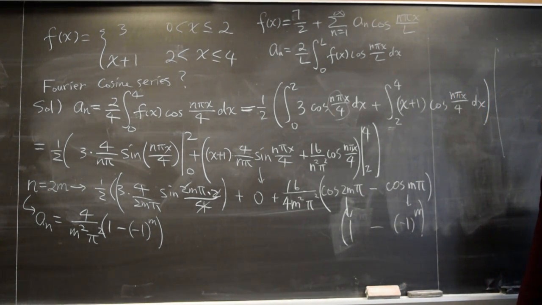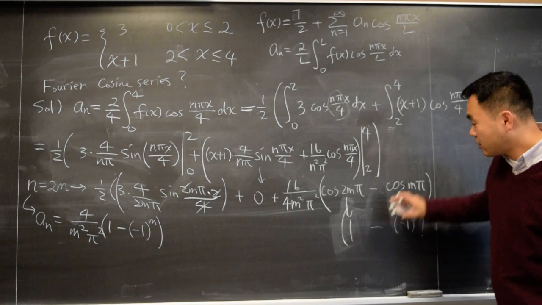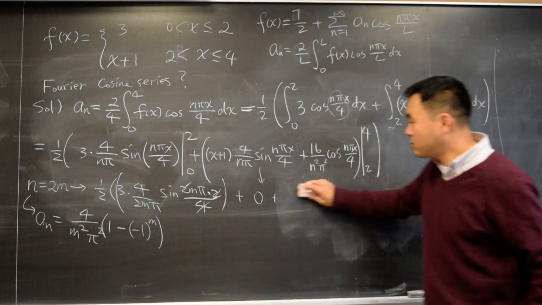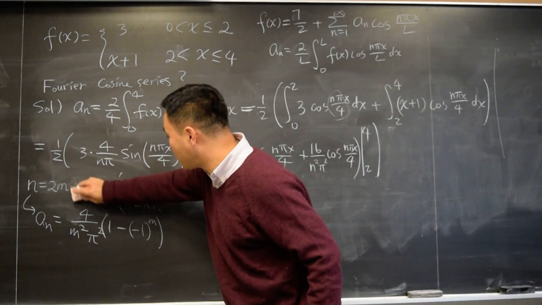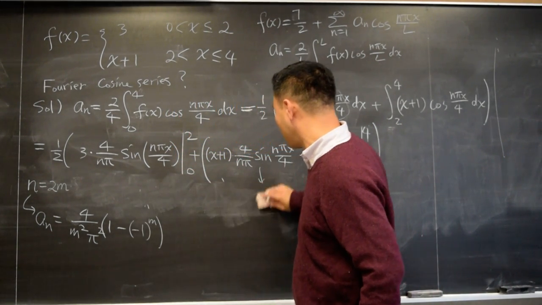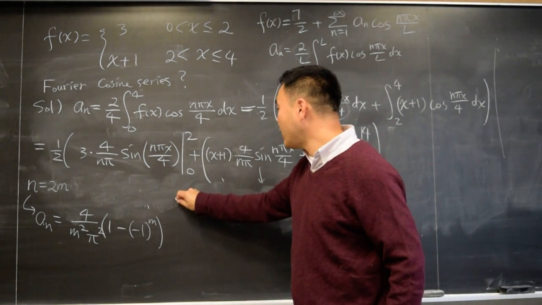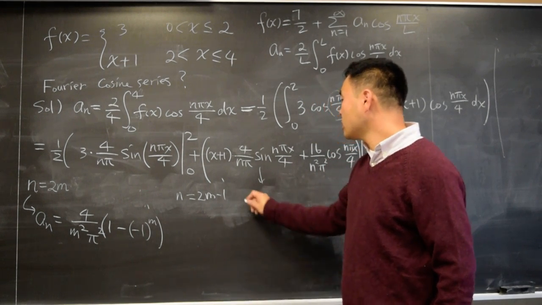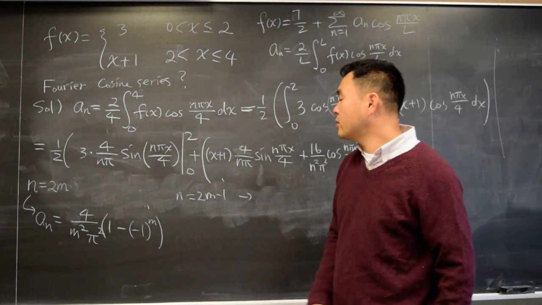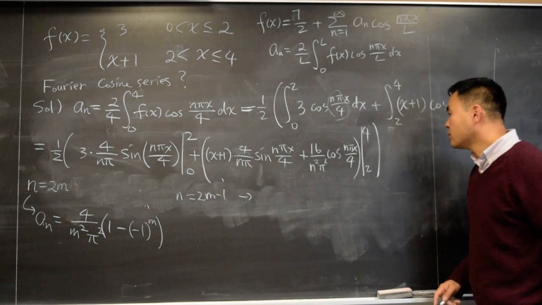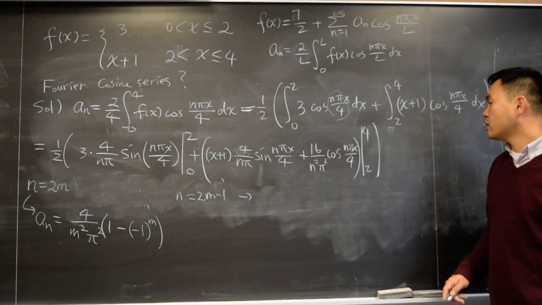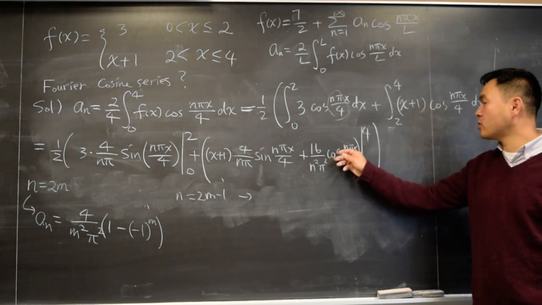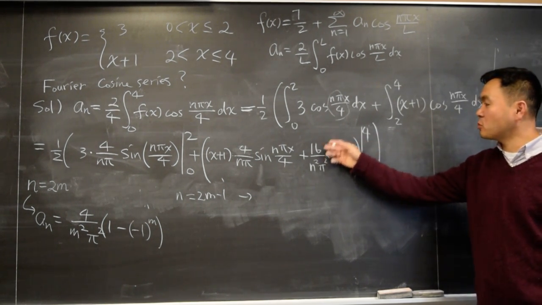Okay. So going back, since we found out what this is for n equals 2m, let's go after the case when we have n equals 2m minus 1. Okay, so if n is equal to 2m minus 1, let's see what happens. Now in that case, when you plug in 2 to this cosine of 2m minus 1, this one will be 0.